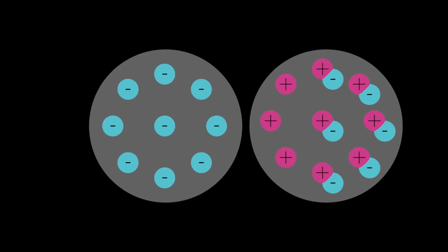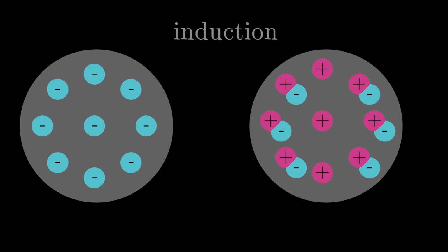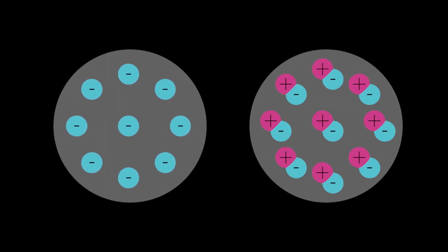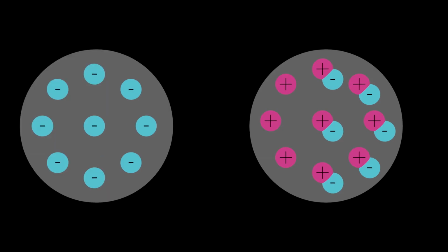All we have to do now is move the negative object away, and the electrons will redistribute themselves. Like I said, this process is called induction, and it's an ingenious way of creating objects of opposite charge. We started out with only a negative object and a neutral object, and ended up with a negative object and a positive object in the process.